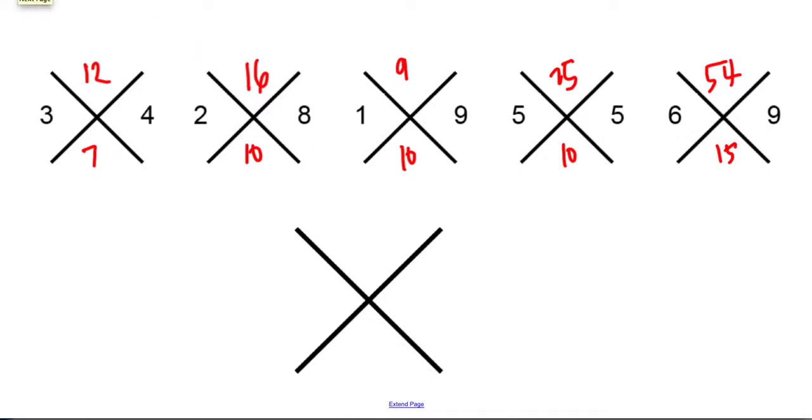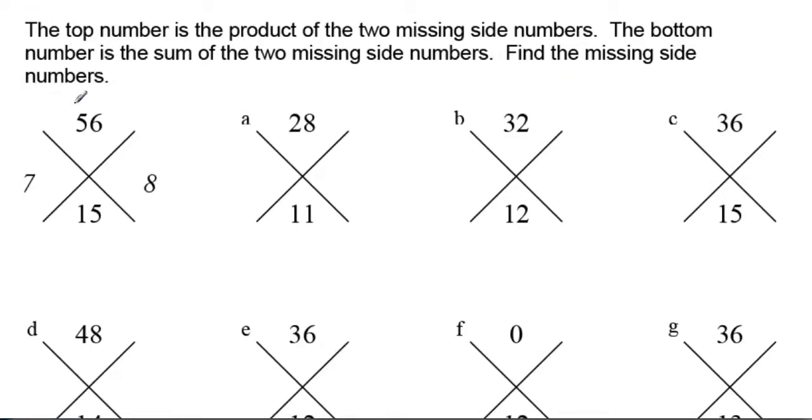Bear with me here. Let's take a look at this one. The top number is the product of the two missing side numbers. The bottom number is the sum of the two missing side numbers. Find the missing side numbers. In what we did, we multiplied 7 times 8 to get 56, and we added 7 plus 8, which gives us 15. Now, let's do the opposite. You have the product of 28 and a sum of 11. What two numbers will you multiply to get a product of 28 and a sum of 11?